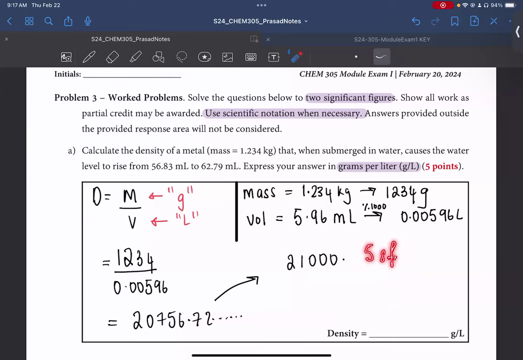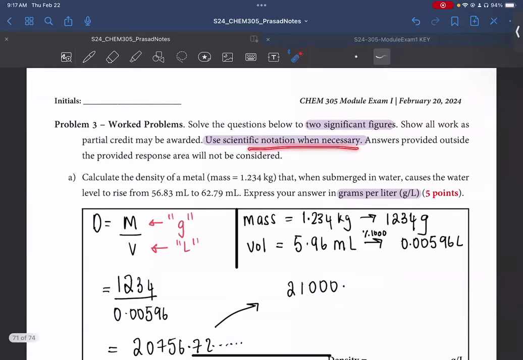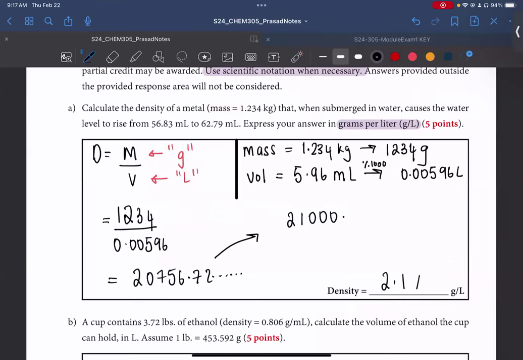If you all remember from the workshop day, what happens when this arises? Scientific notation. Use scientific notation when necessary. The final answer becomes 2.1 times 10 to the 5. And this is two significant figures exactly.